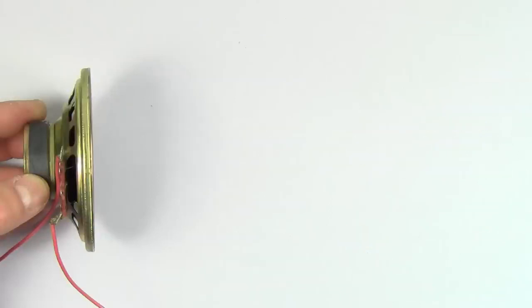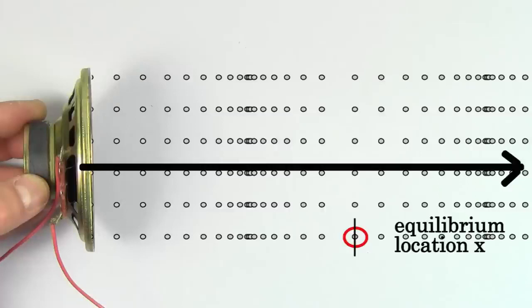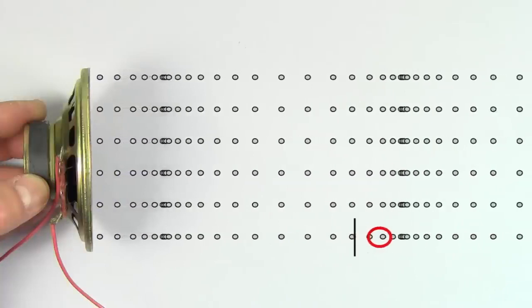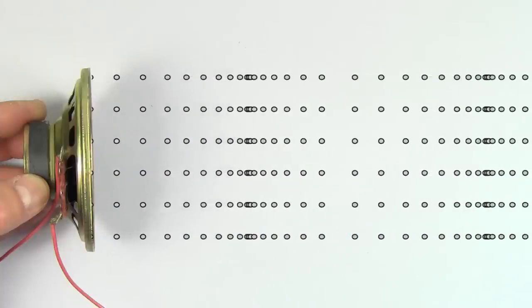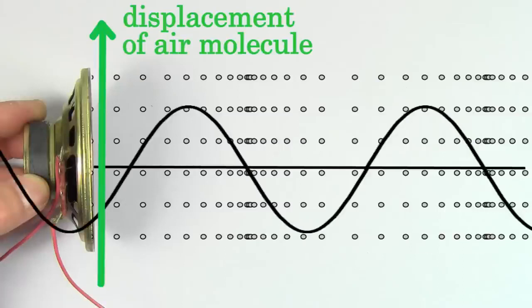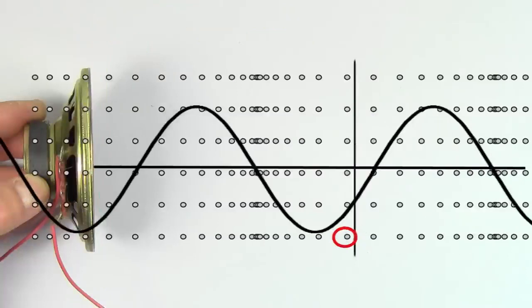Consider this, before the wave moves through the air, each air molecule has some undisturbed position from the speaker that we can measure in meters. This number represents the equilibrium undisturbed position of that air molecule. Then, as the sound wave passes by, the air molecules get displaced slightly from that position. So an alternate graph that we could make would be the displacement of the air molecule versus the undisturbed position or equilibrium position of that air molecule.